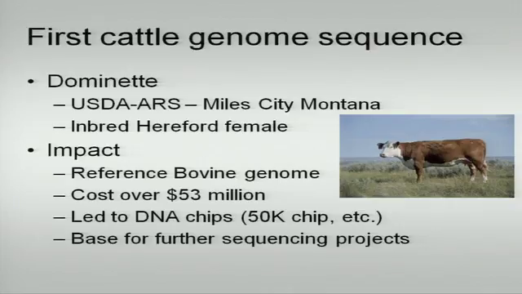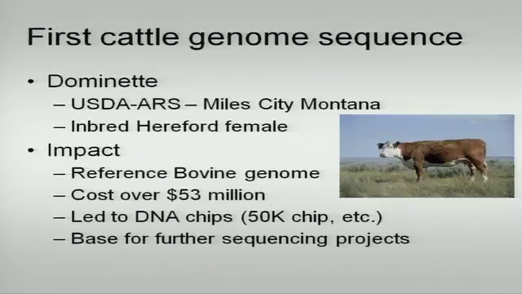History a little bit on genome sequence. The first animal was a line 1 Hereford from Miles City, Montana, named Dominette. Pretty inbred animal, I believe. I can't remember exactly what the inbreeding coefficient was calculated, but they're easily up to 40% in some of the line 1 cattle up there. This cost about $53 million to get done at the time.